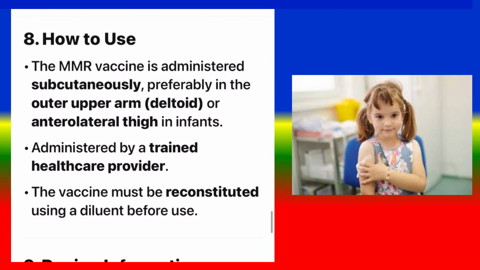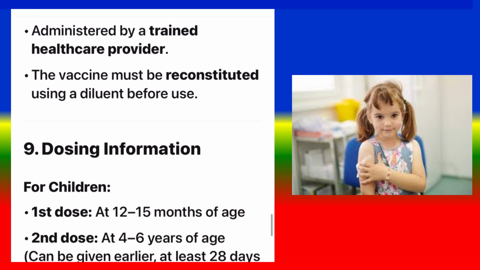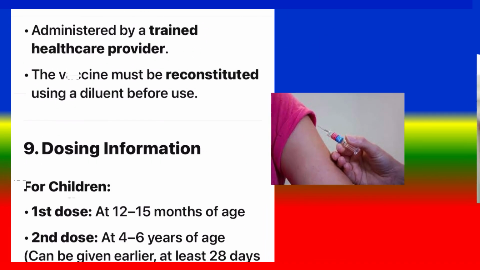8. How to use. The MMR vaccine is administered subcutaneously, preferably in the outer upper arm (deltoid) or anterolateral thigh in infants. Administered by a trained healthcare provider. The vaccine must be reconstituted using a diluent before use.